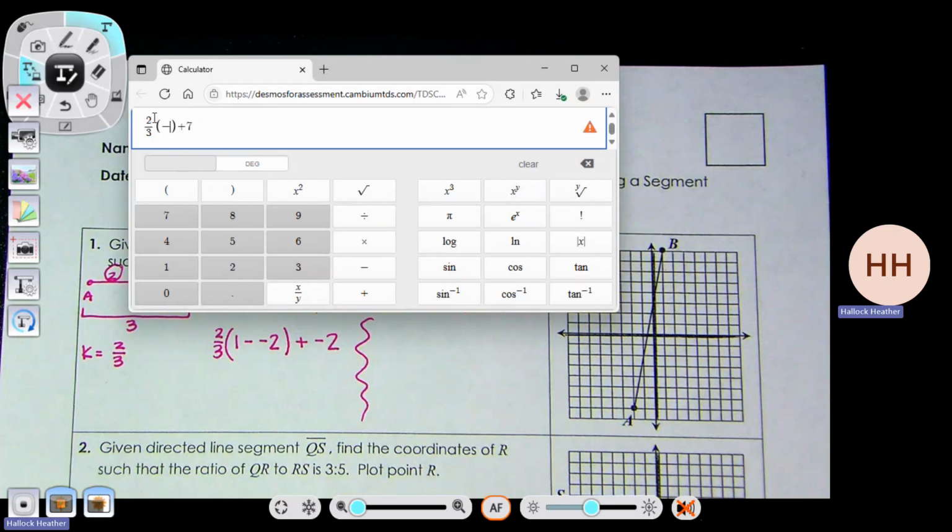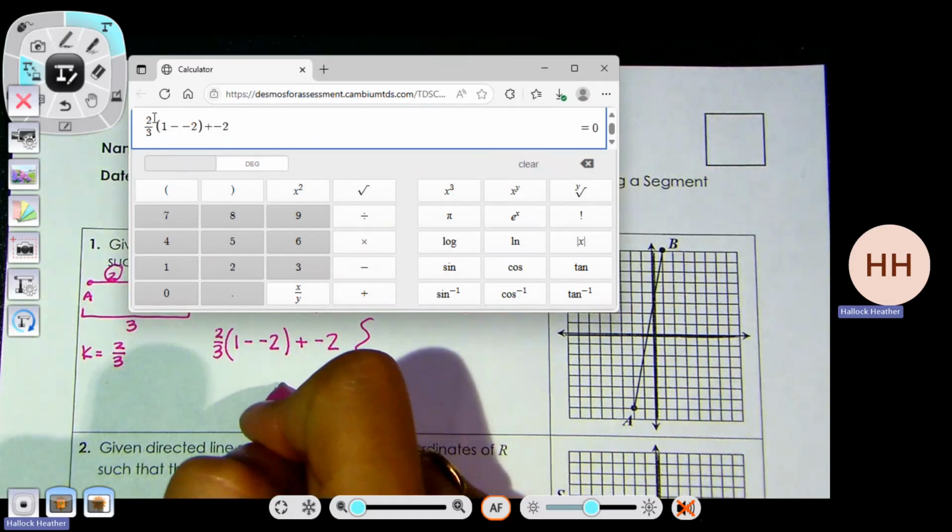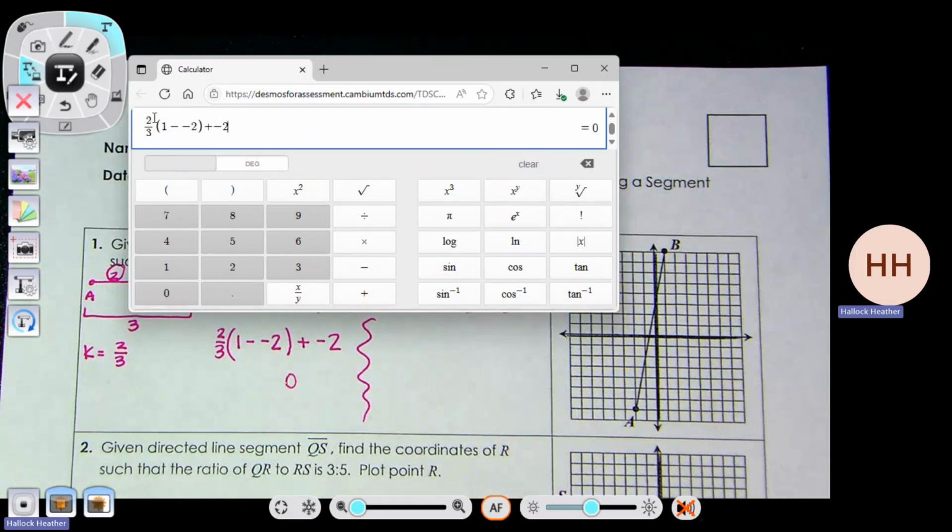If you want to do this on your phone, Desmos, but I would go through Canvas so that way you have the right Desmos calculator. Or if you want to use your computer. And then that gets you 0. We have to do the same thing for Y.